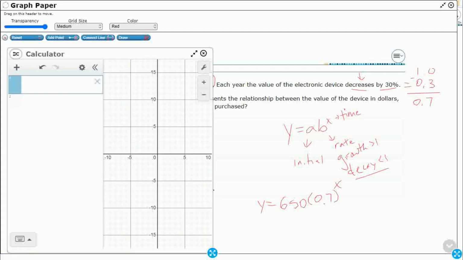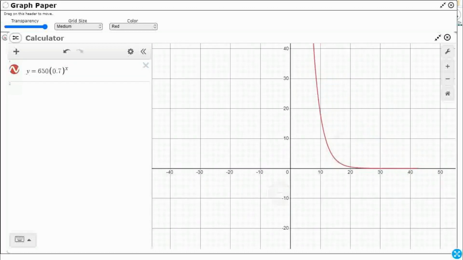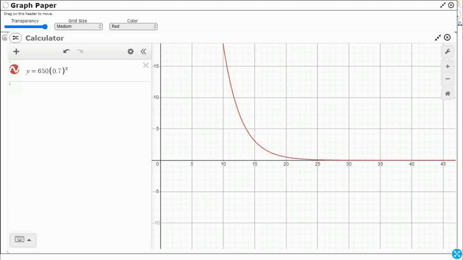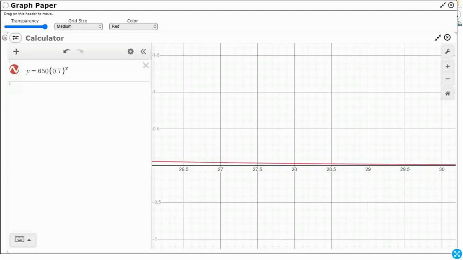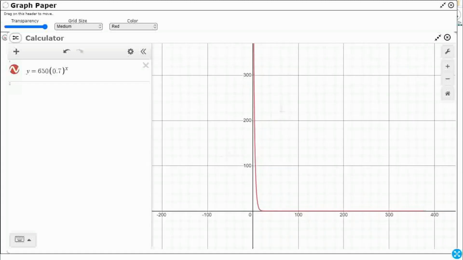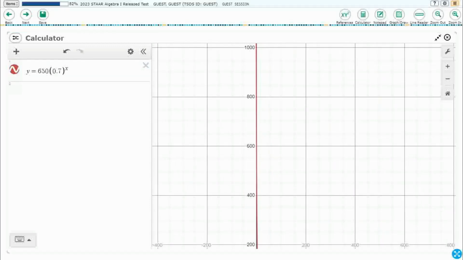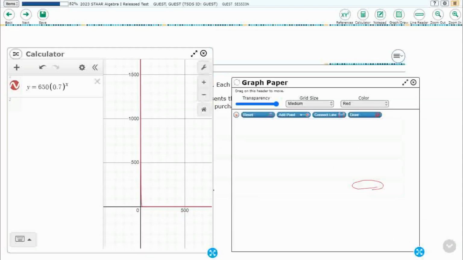Alright, so let's say y equals 650. We're going to multiply that by 0.7, raise it to the x. Okay. Now let's see what we've got here. Let's zoom out a little bit. Okay. So it looks like it's got that horizontal asymptote at y equals 0. It's asking me about the y-intercept. Wow, y-intercept is, okay, 650, right? Because that's the initial value. That makes sense. All right, so let's see what we've got here.